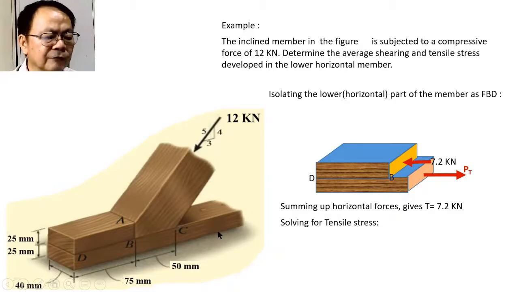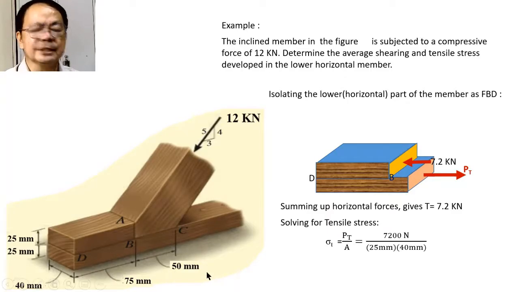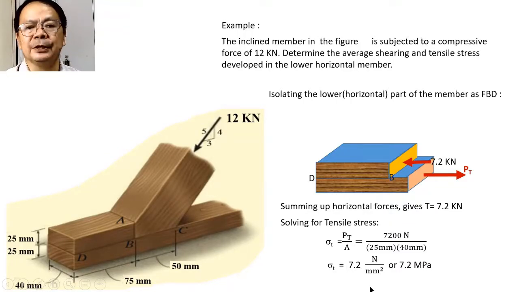Ito yun, 25 na ito. Ito yung 25 na itong bahagi. Di ba? Kaya, if we're going to solve for this stress, we'll have P sub T over area, na kung saan yung P sub T is 7,200 Newton because 7.2 kilonewton is equivalent to 7,200, divided by the area of 25 by 40 millimeter gives us a stress equal to 7.2 Newton per square millimeter. And this is also equal to 7.2 megapascal.